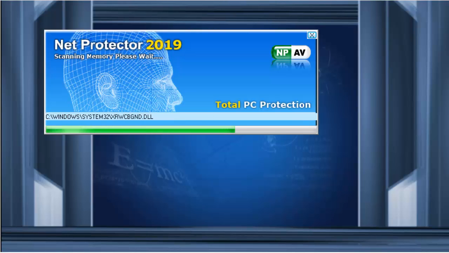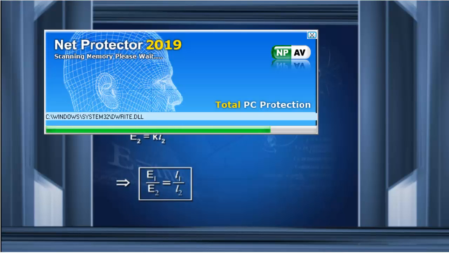So E1 equals K L1 and E2 equals K L2. Therefore, E1 upon E2 equals L1 upon L2.